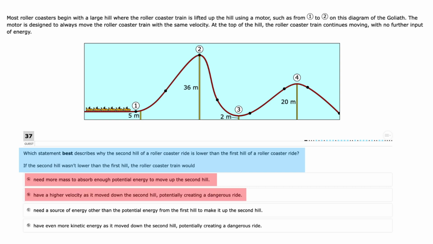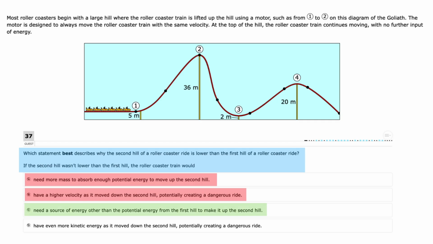Answer choice B says the roller coaster would have a higher velocity as it moved down the second hill, potentially creating a dangerous ride. This is incorrect because the second hill is not what determines the coaster's velocity, it's the hill before it. The second hill being lower doesn't increase the speed, it actually helps control it by not requiring as much energy to climb.